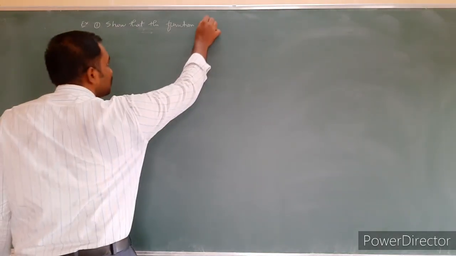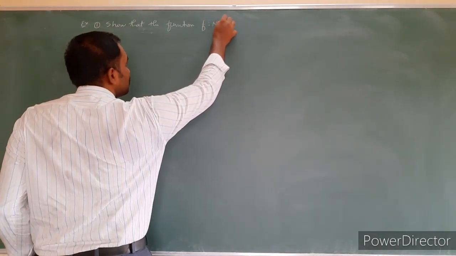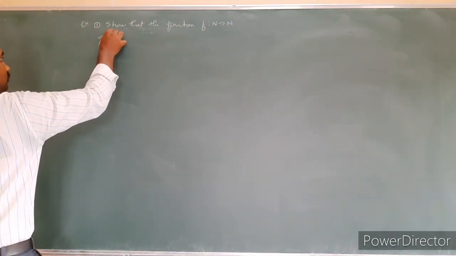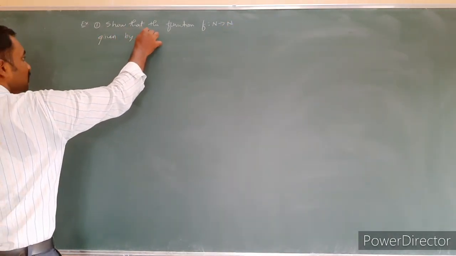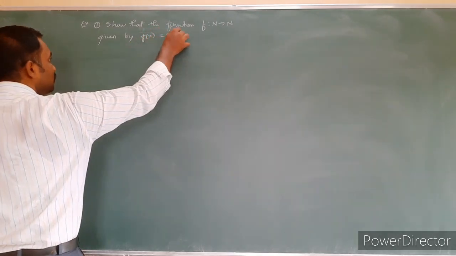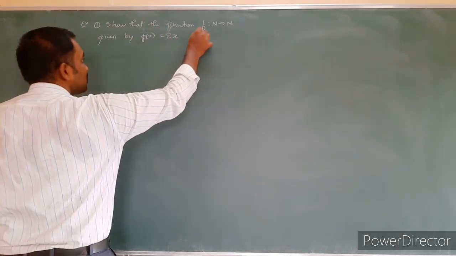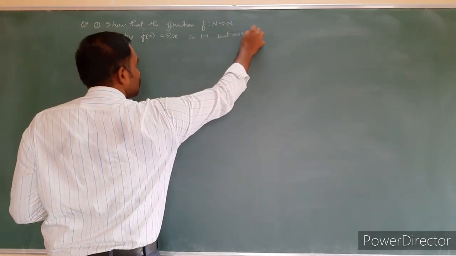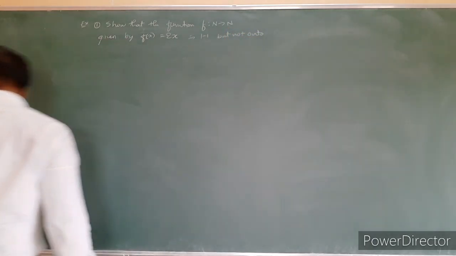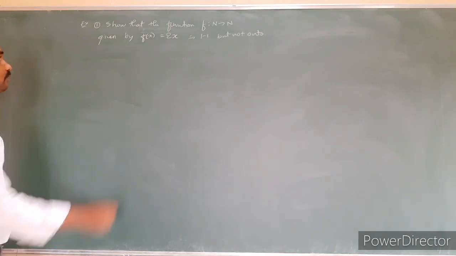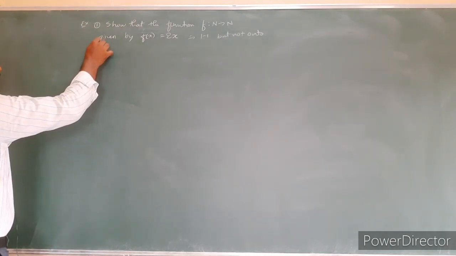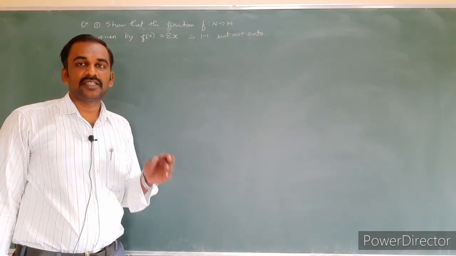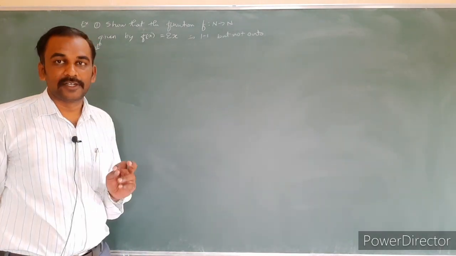Show that the function f from N into N given by f of x is equal to 2x is one-one but not onto. So they have given a function, and we need to prove that it is one-one but not onto.